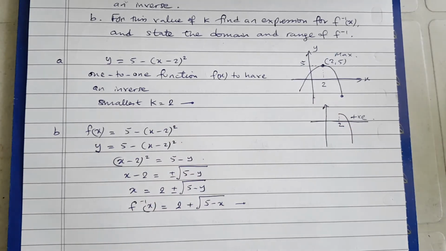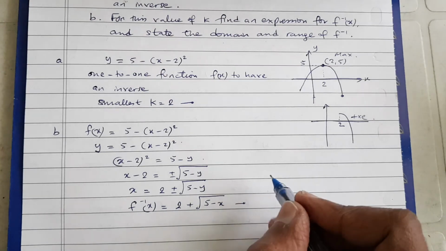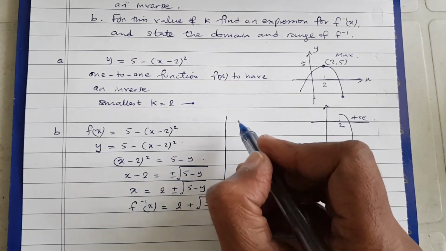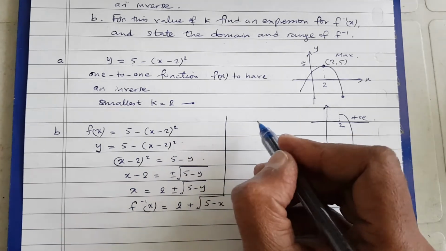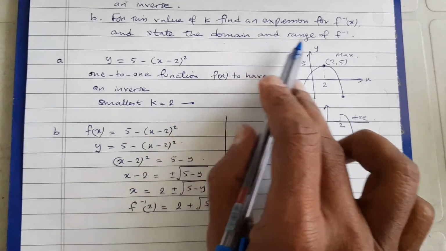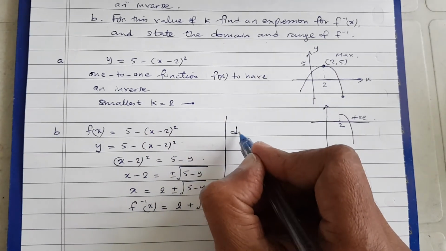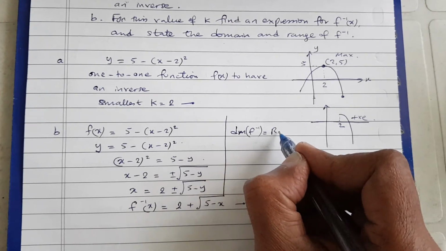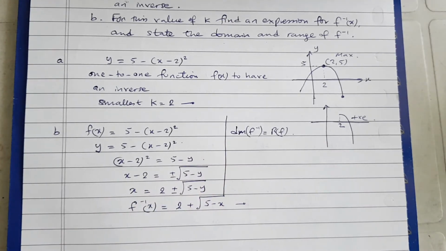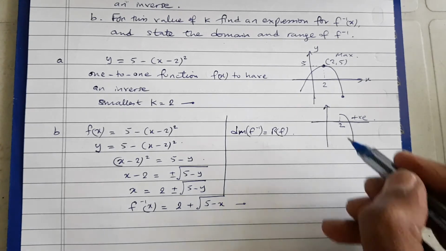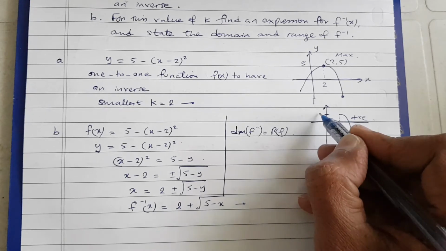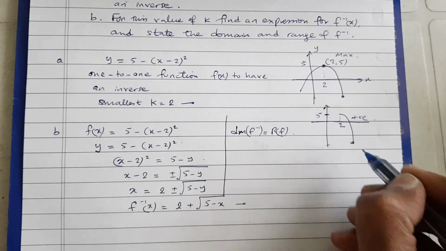And then we need to state the domain and the range of f inverse of x. How do we do this? We need to understand that the domain of the inverse is equal to the range of f. So what was the range of f? The range of f started from here and went all the way down here. It started from 5 and then it went all the way down here.